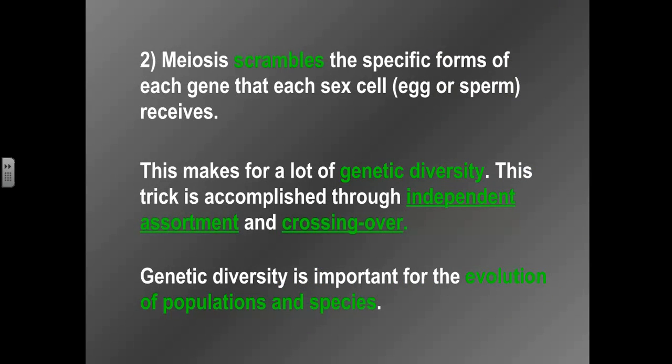The second reason that we need meiosis is that it scrambles the specific forms of each gene that each sex cell receives. And that makes for a lot of genetic diversity, right? One of the ways that we accomplish genetic diversity is through independent assortment and crossing over. And you'll understand what those two pieces are at the end of this screencast. Genetic diversity is really important for the evolution of populations and species, and we'll see that when we talk about evolution next quarter.